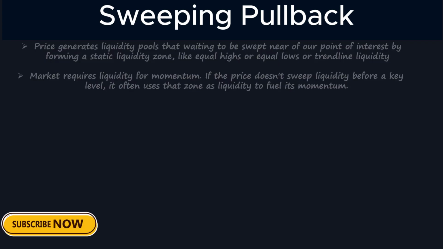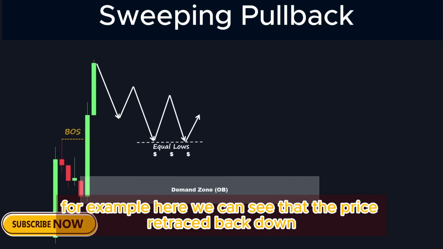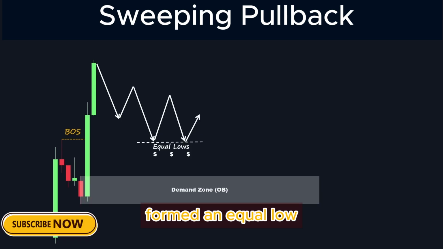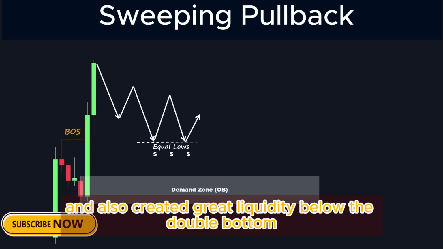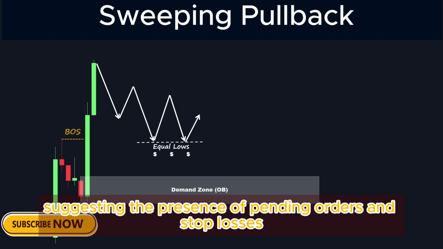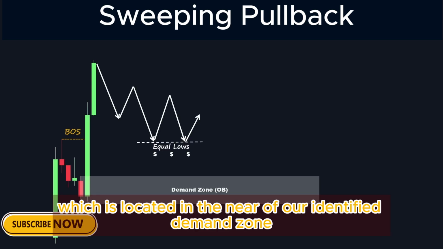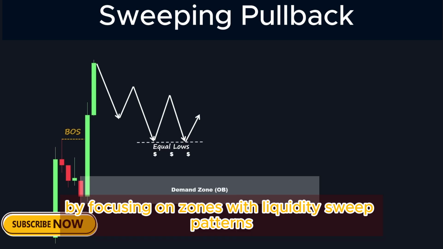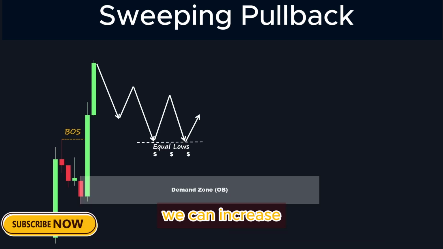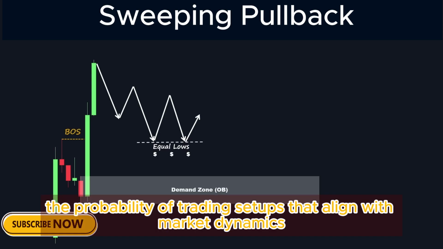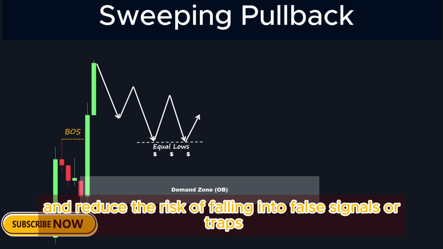momentum. For example, here we can see that the price retraced back down, formed an equal low, and also created great liquidity below the double bottom, suggesting the presence of pending orders and stop losses waiting to be triggered and swept by the market, which is located near our identified demand zone. By focusing on zones with liquidity sweep patterns, we can increase the probability of trading setups that align with market dynamics and reduce the risk of falling into false signals or traps.